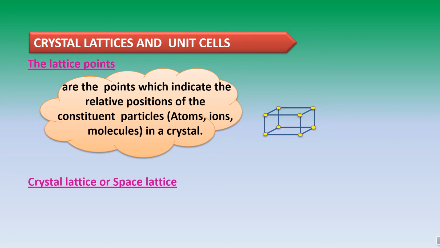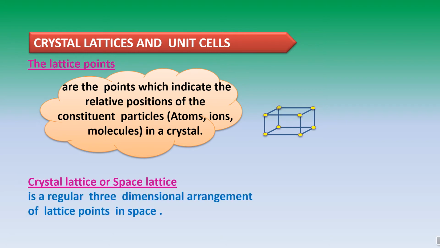Crystal lattice or space lattice. It's a regular three-dimensional arrangement of lattice points in space. If you consider this particular diagram, it is the lattice point arrangement. If the same kind of arrangement repeats over and over again in three-dimensional space in all directions, then you will get a structure called a crystal lattice or space lattice.